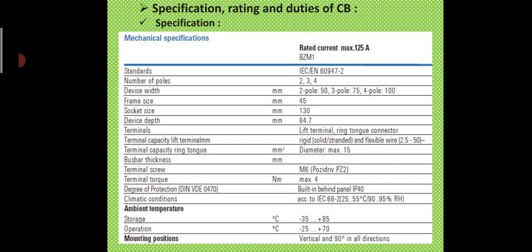In specification of circuit breaker, in electrical system, for different equipments and fittings of IE standards are as follows. The standards: numbers of poles, devices, width, frame size, socket size, device depth, terminals capacity, lift terminal capacity, ring tongue, bus bar thickness, terminal screw, terminal torque, degree of protections, climatic conditions, ambient temperatures, storage operations, and mounting positions are required in standard specifications of mechanical sites.